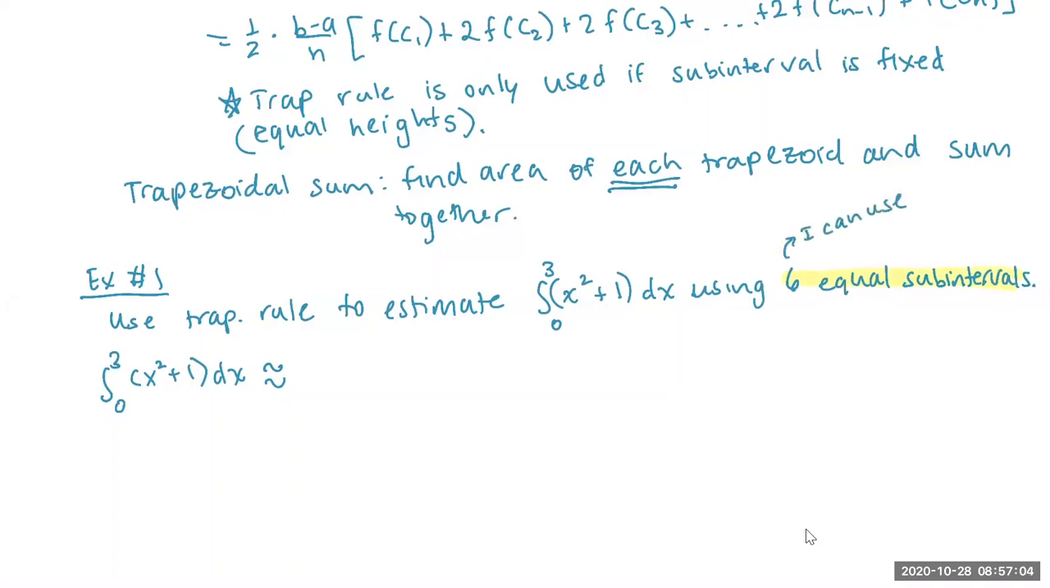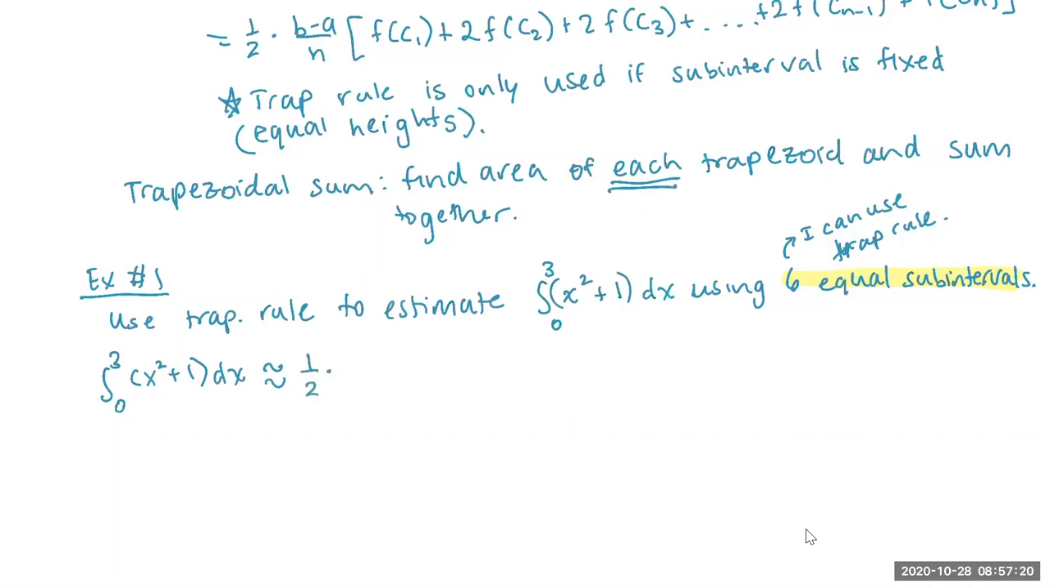I can use trap rule. So if it doesn't say 6 equal subintervals, you would know, okay, I can't do that. Okay, so in the first part, we see with the trap rule, you guys have 1/2.